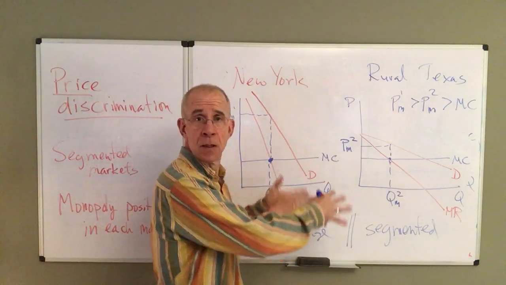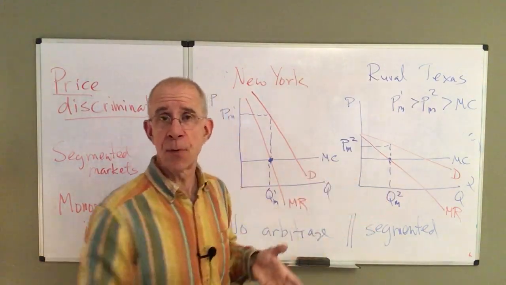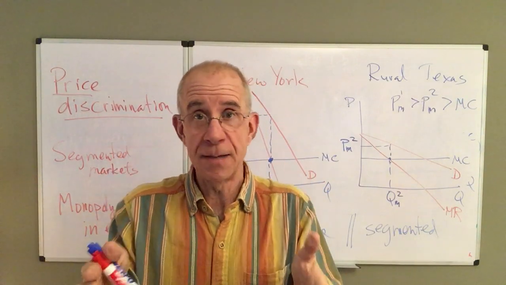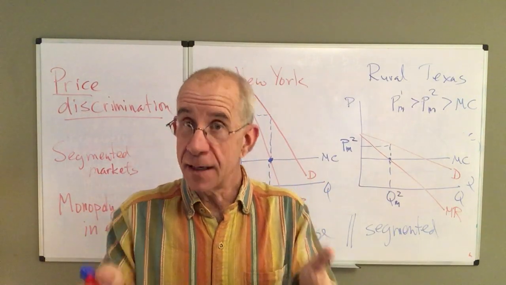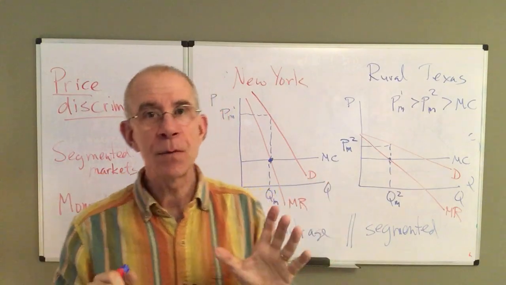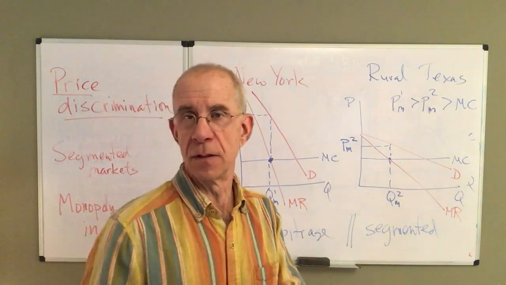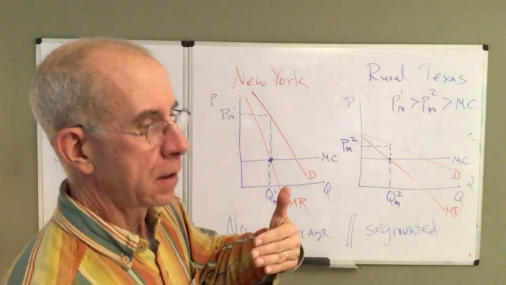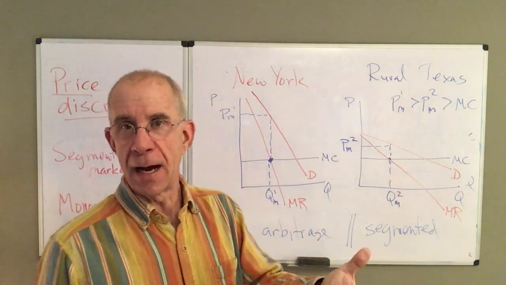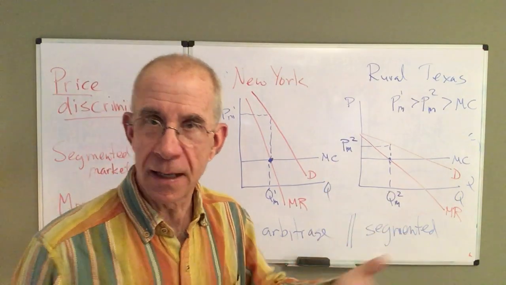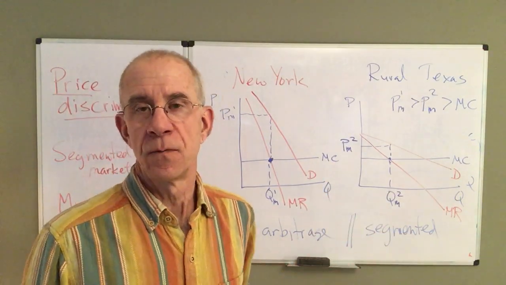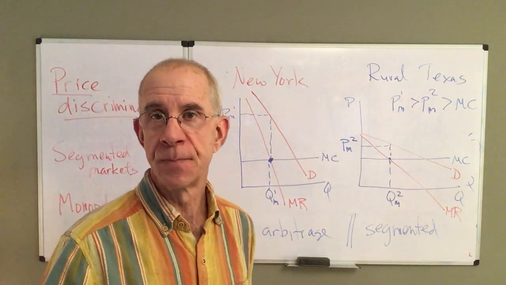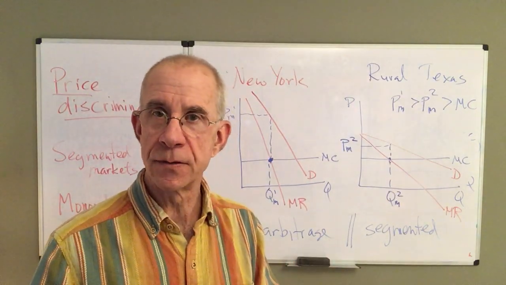Now, if this was not two physically separated markets, but two consumers side by side in the same market, that would be trickier to enforce. Now, there'd be ways that you might do that. Say, well, there's a contract that if you buy this product, you can't resell it to somebody else. I mean, there are ways in which firms might try to limit that arbitrage activity. It needs to be segmented in some ways.